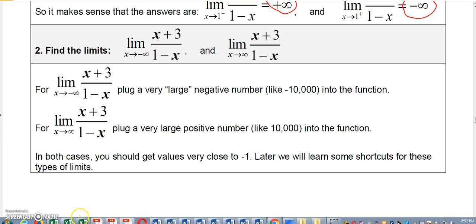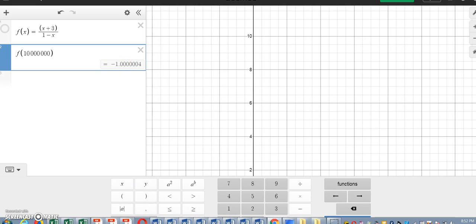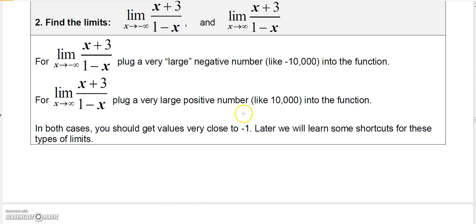Now, it's also true if I let x go to positive infinity. Notice if I let x go to positive infinity, a very, very large number, 10 million, it gave me negative 1.00000004, which is basically negative 1. So you can see there that we get values closer to negative 1.